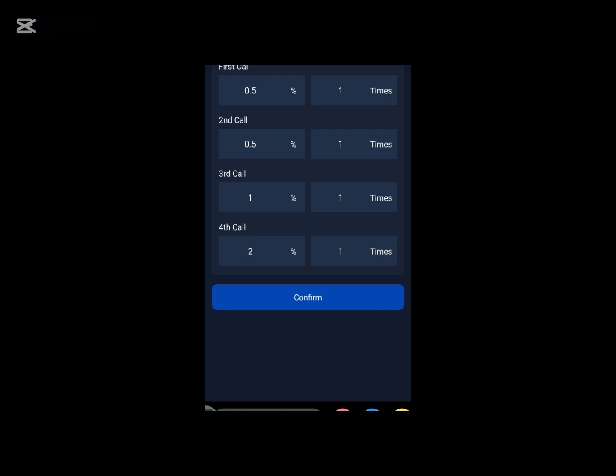0.5%. How much is the total percentage? 0.5 plus 0.5 makes 1, plus 1 makes 2, plus 2 makes 4. So before the robot will buy all the $40 for you, the market must drop by 4%. If the market drops by 4%, it will buy for your $40.